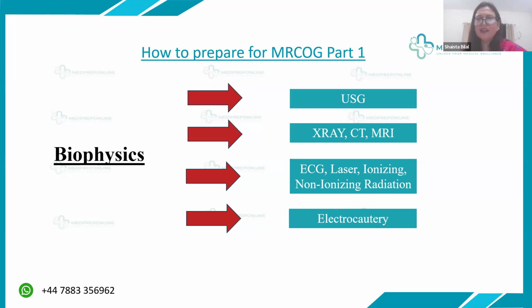Same with ECG and laser, and electrocautery is very important. Sometimes there are electrocautery questions, there is a module in our part 3 exam. So if you know the basics of electrocautery now, it will be very easy to proceed with the part 3 exam when it comes. So it's not difficult. When you study now, it will be very beneficial for you in the part 3 exam.